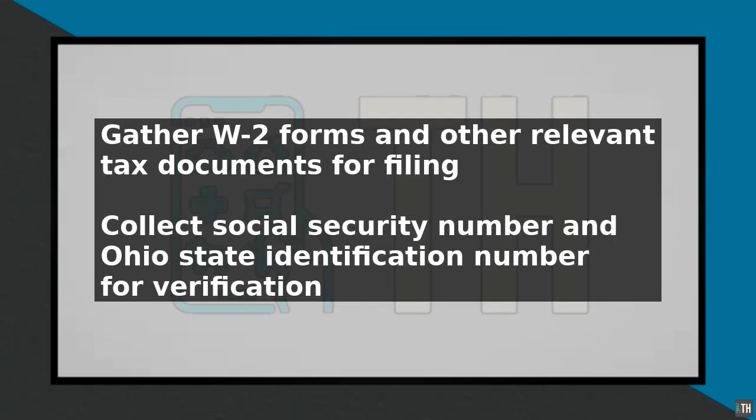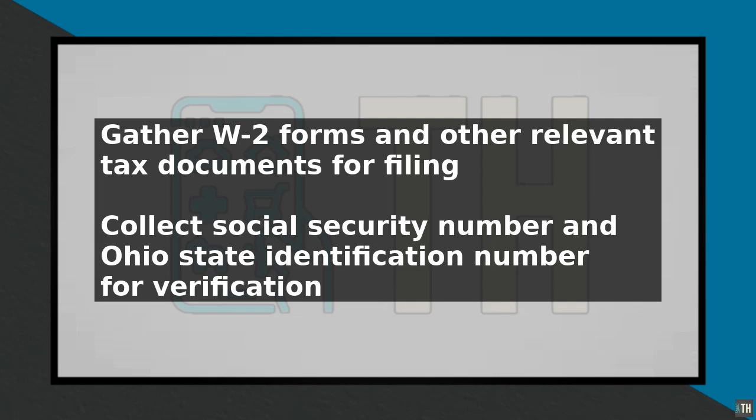To file Ohio state taxes, you will need to gather all necessary documents and follow a step-by-step process. First, collect your W-2 forms, 1099 forms, and any other relevant tax documents. You will also need your Social Security number and Ohio State Identification Number.